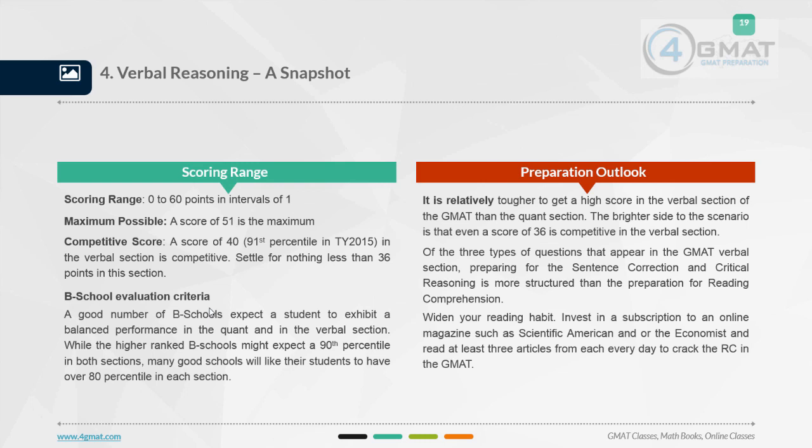Preparation outlook is relatively tougher to score. Look at this. A 40 in the verbal section is 91st percentile, whereas you should have scored a 50 in the quant section to hit that kind of a number. The brighter side is if you have a 36 out of 50 or 51, that's again a very good score as far as the verbal section goes. So if you are one who's good at the verbal part than the quant part, I would suggest score a 49 in the quant and have a 44 in the verbal. That would keep you in good stead. Otherwise, try and aim for a 36 in the verbal section and have a 50 or 51 in the quant section.